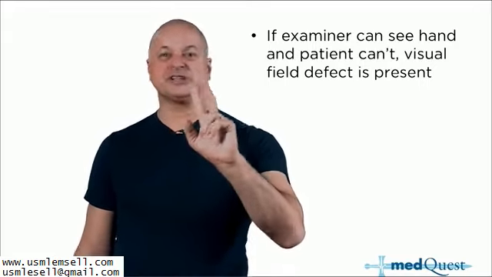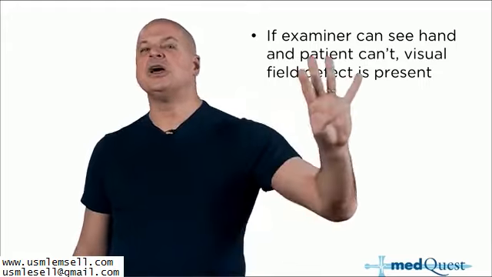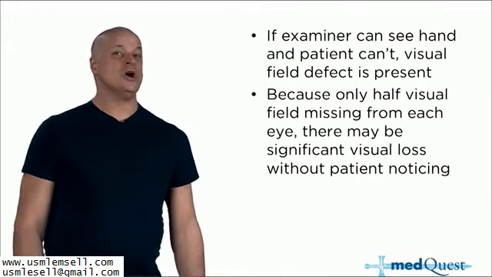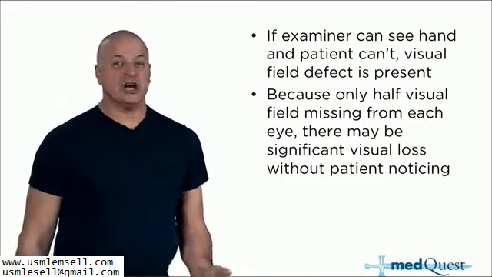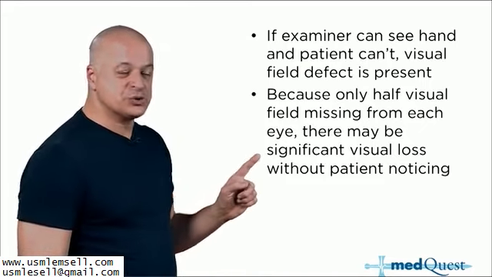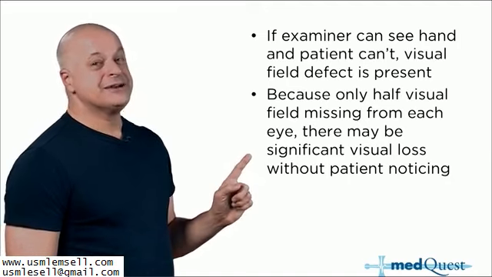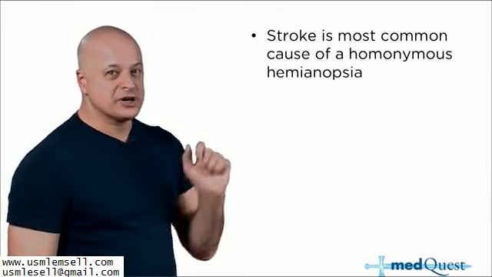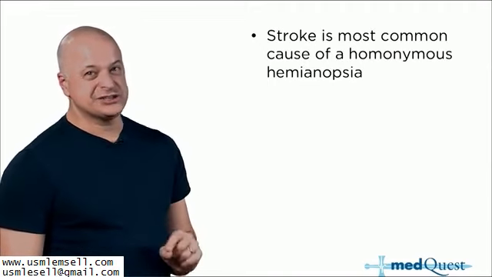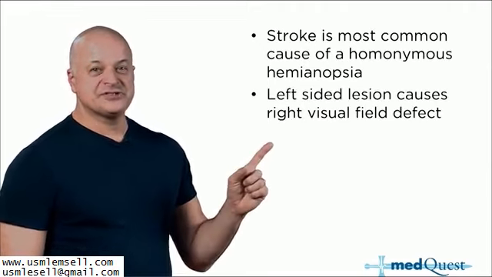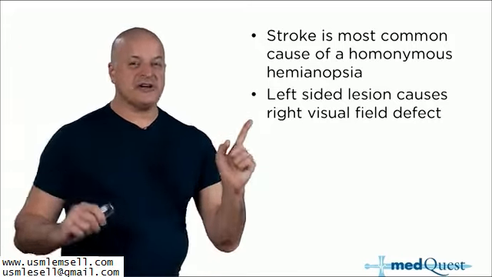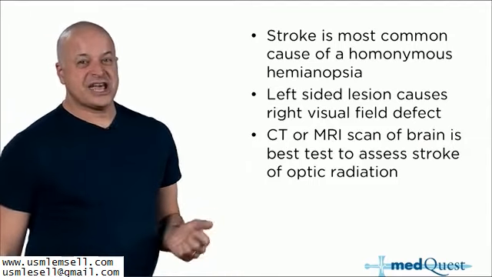Is it an anatomy question, a physiology question, a pharmacology question, pathology question? How do you know? You don't. Only half the visual field is missing from each of them, and what you see here is that the stroke is the most common cause of that. Embolic 80%, says Mr. Pathology. And the left sided lesion will cause a right visual defect, says stroke on the left, Mr. Neuroanatomy. Scan of the brain shows the abnormality, says Mr. Anatomy.